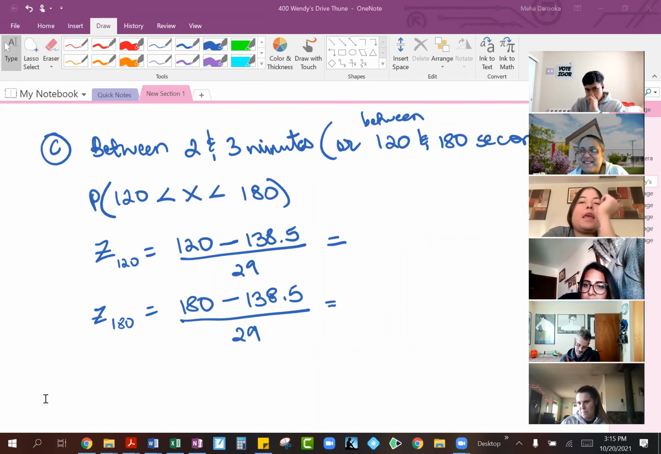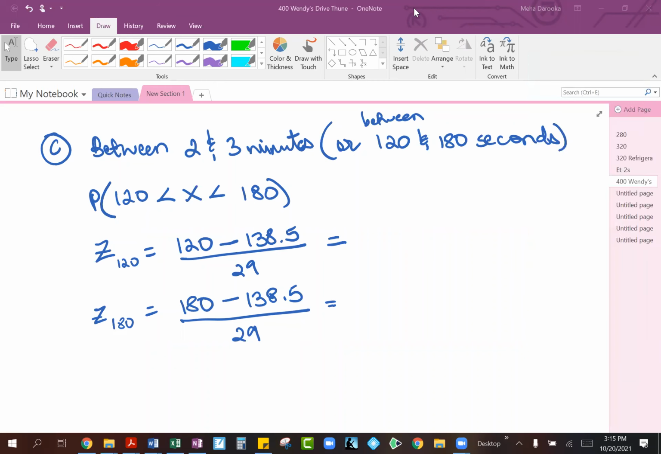So again, 120 is smaller than 138.5, right? So that means you should get a negative z-score for this guy. So again, as a raw answer, you had negative 0.63, and then you actually have a 7 after that. So that 7 makes the 3 go up, which gave us the negative 0.64. And again, you guys had that answer.